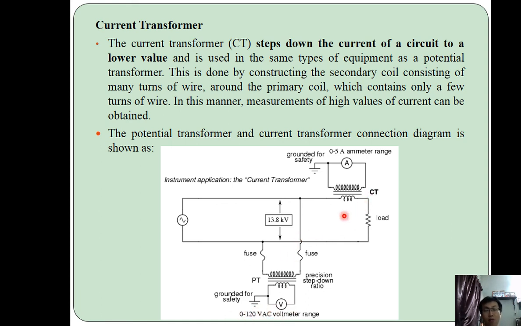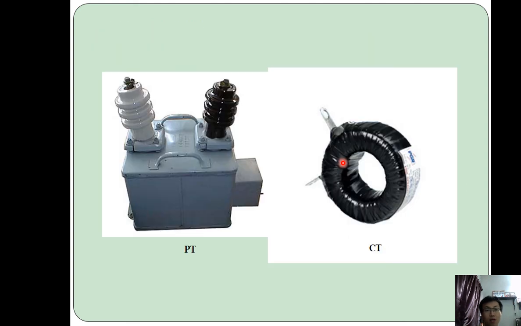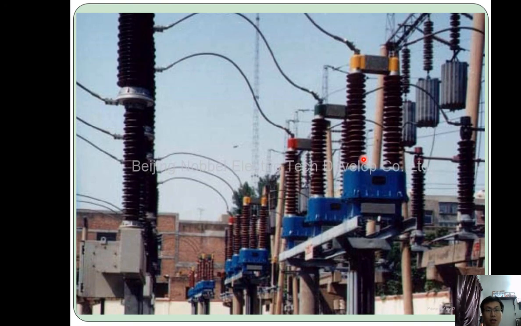Then for the current transformer, we have a coil here, and then another low voltage coil, magnetic coil here. We can put it as 0 to 5 ampere. This is a current transformer. Also, a typical potential transformer looks like this, and a typical current transformer like this. This is a current transformer and a potential transformer in a substation.